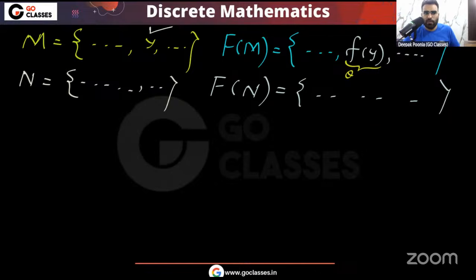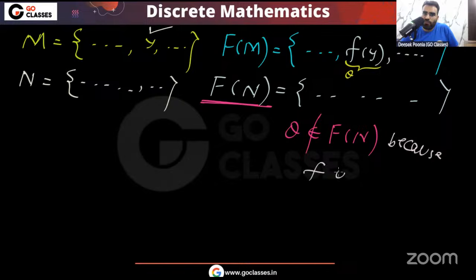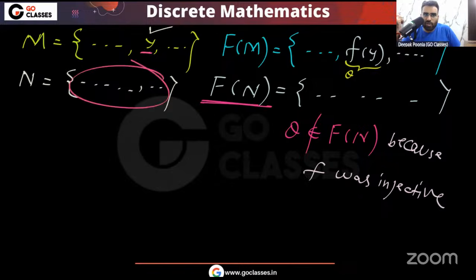What is the reason? Can anyone tell me? See, very simple point. I am just saying that theta does not belong to capital F of N. What is the reason? Because small f was injective. Remember, small f was injective, so this y will map to f of y, and you already know that no other element will map to f of y. Notice, this y belongs to capital M, and y does not belong here. And y will map to small f of y. No other element can map to f of y. Yes or no? This you already know. So these elements can never map to f of y, which means f of y will not be here.